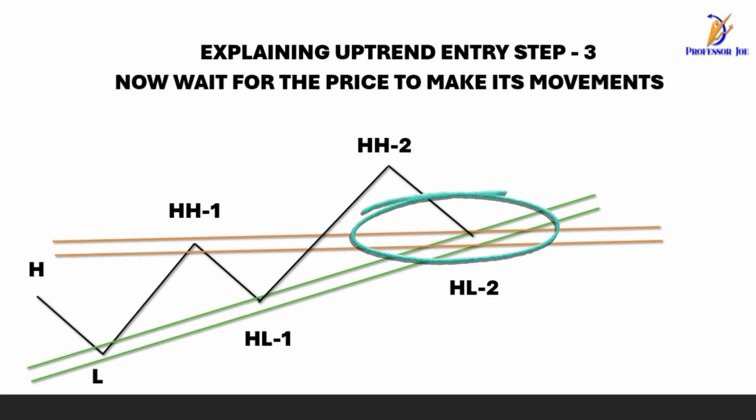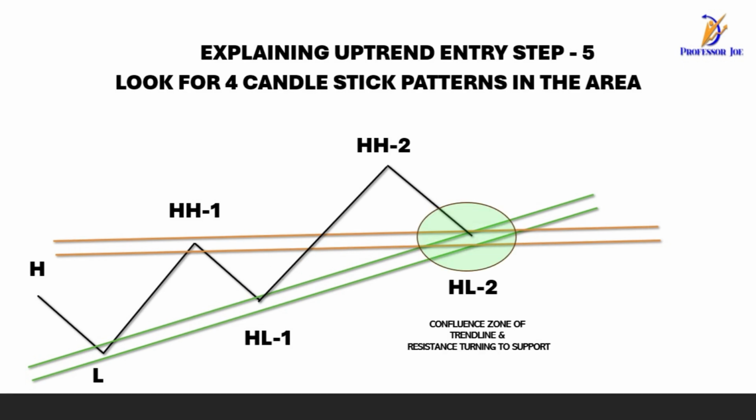There you go. Step number 3 achieved. The price has gone up, broken the resistance zone, created a new higher high, and then the price has come back to retest the resistance zone, which now has become the support zone. And it is also the trend line support zone. So now there is a confluence of two support zones, that is the resistance being converted into a support zone and your trend line support zone.